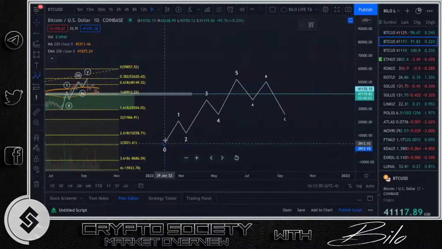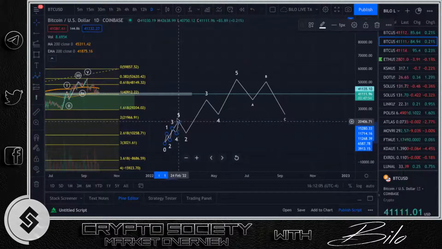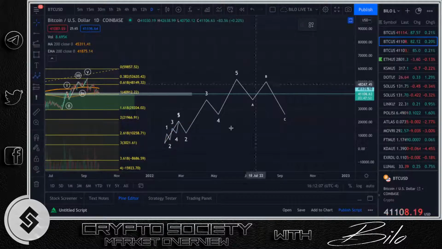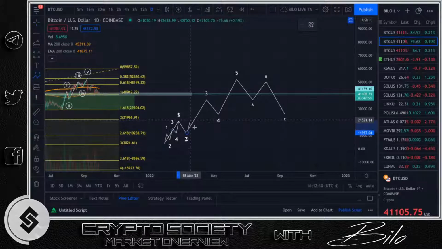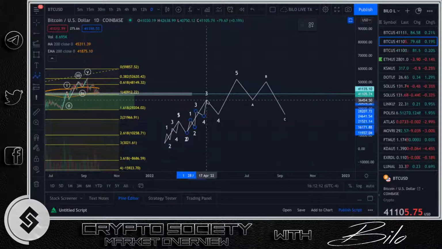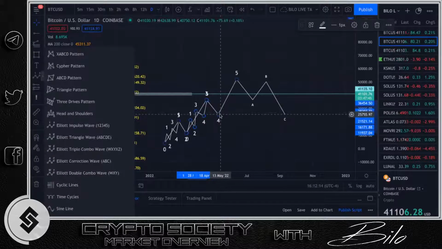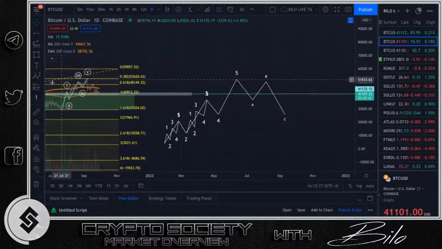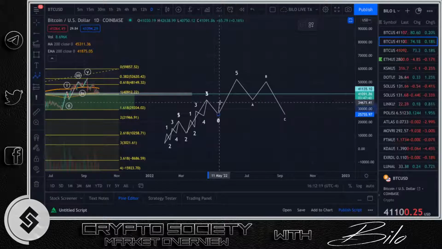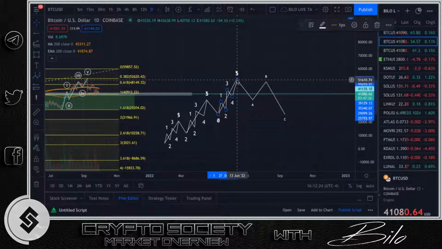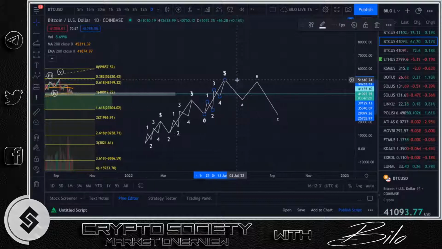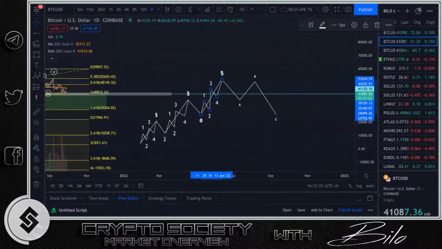So inside of wave 1, there's 1, 2, 3, 4, 5. Same goes for wave 2. It's 1, 2, 3, 4, 5. The same goes for wave 5. It's 1, 2, 3, 4, 5. So waves 1, 3, and 5 are referred to as impulse waves, and waves 2 and 4 are referred to as corrective waves. And corrective waves are ABCs.